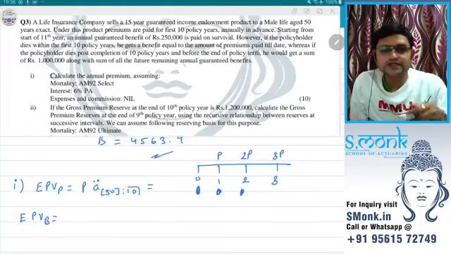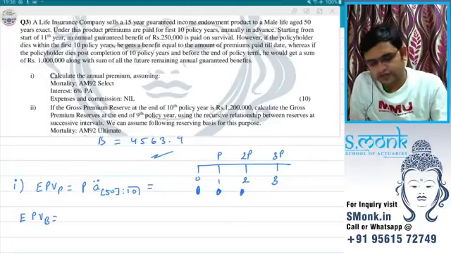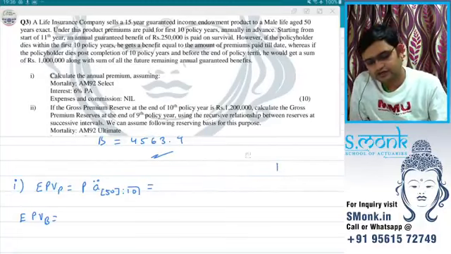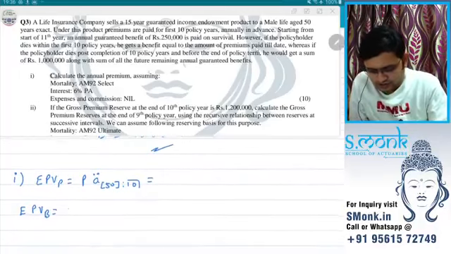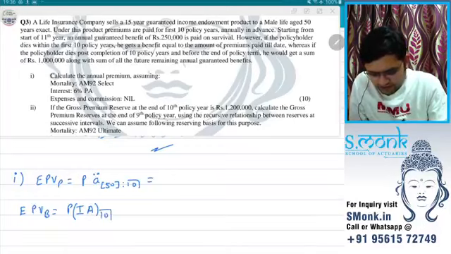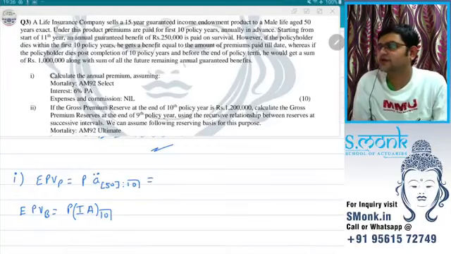So we have an increasing premium benefit, or whatever you want to call it. We have a simple increasing benefit for the first 10 years. So we'll have P (IA) 10 for the first 10 years. This is the benefit, okay.